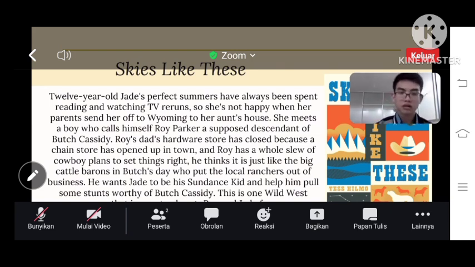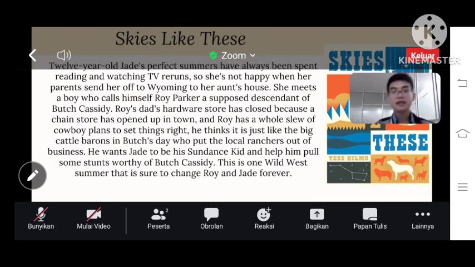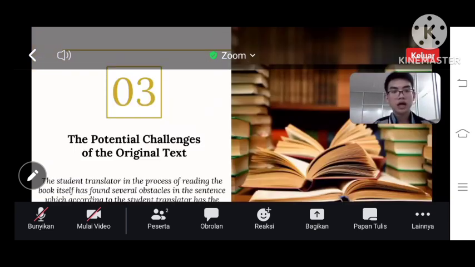Roy's dad's hardware store has closed because a chain store has opened up in town, and Roy has a whole slew of cowboy plans to set things right. He thinks it is just like the big cattle barons in Butch's day who put the local ranchers out of business. He wants Jet to be his sidekick and help him pull some stunt worthy of Butch Cassidy. This is one Wild West summer that is sure to change Roy and Jet forever.